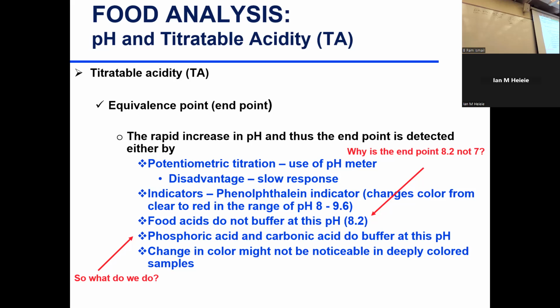And we use a pH meter also when you have a dark color. If you're looking at a native juice, for example, it's dark red, or grape juice, it might be already purple, and then you won't be able to use an indicator. So we use a pH meter in this case.